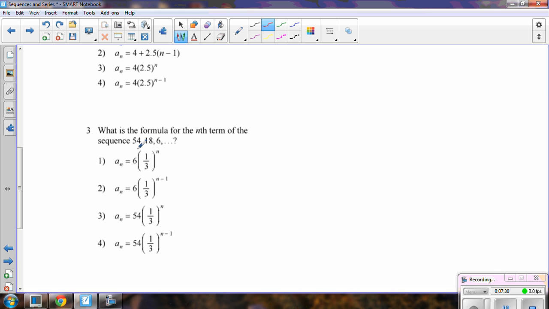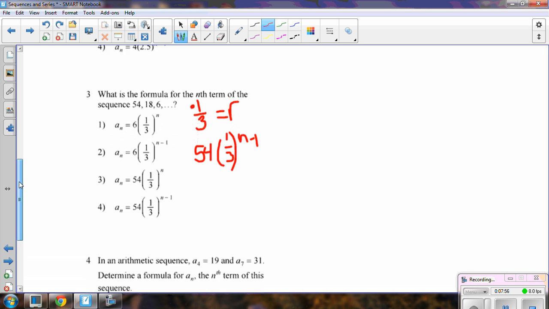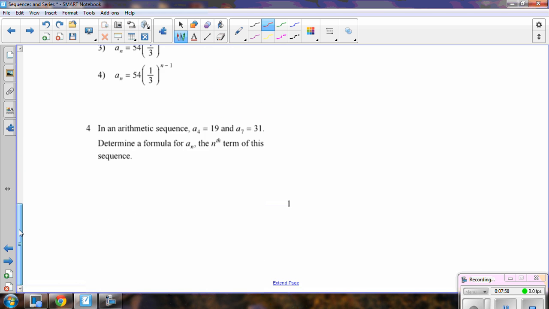Now, if you notice, you're dividing by 3 each time. So that means you're multiplying by 1/3. That means that is your R. Your initial value is 54, so that's going to be your start number. That goes out in front. And then your common ratio, which is 1/3, to the n minus 1. Now notice on these Regents questions, they don't give you any indication of anything other than you actually are going to have to memorize these.